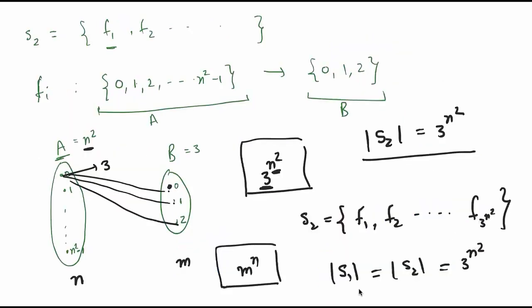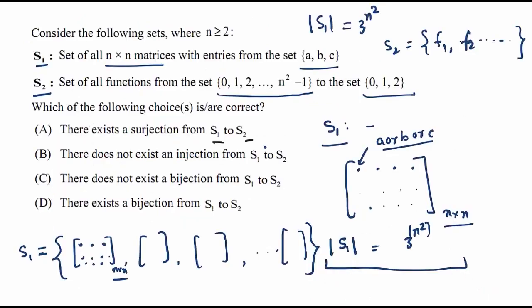Okay, so in our case, we know that cardinalities are already equal. Then let's see which option is correct. There exists a surjection. Yes, there exists a surjection. There does not exist an injection. No, this is not correct, because injection, surjection, bijection, all three possibilities are there. There does not exist a bijection. This option is also incorrect. There exists a bijection. Yes, this option is correct. So A and D are correct because every type of function is possible because cardinalities are the same.